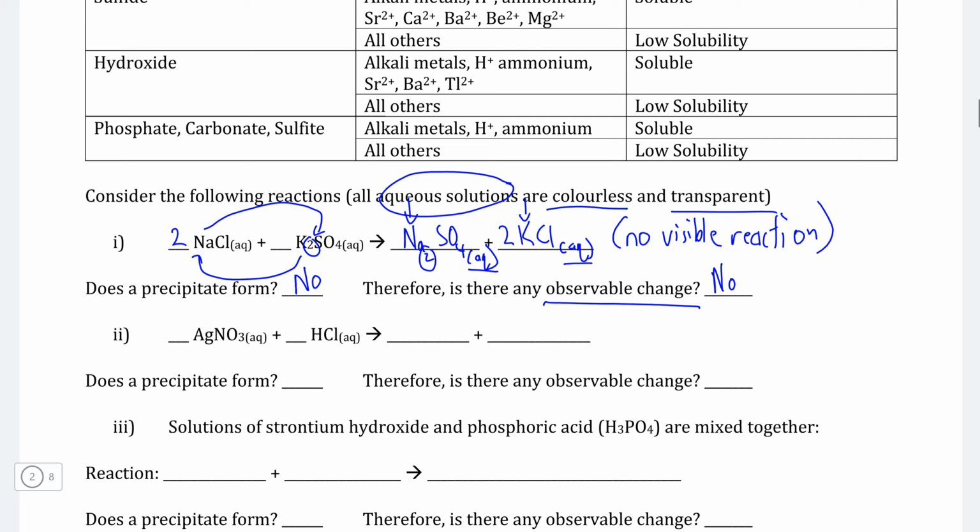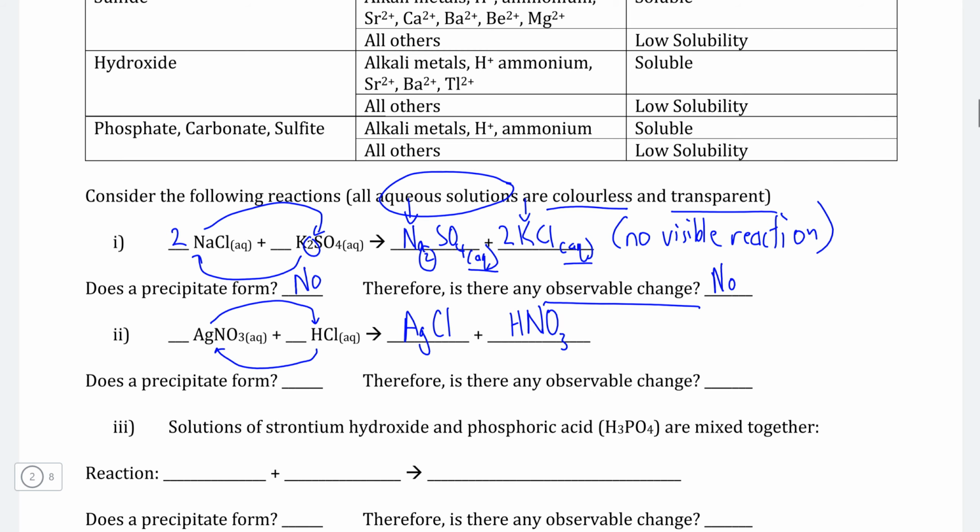However, if we take a look at this equation here, silver nitrate being mixed with hydrochloric acid, we can do the same thing. Let's switch our cations. So we're going to switch silver and hydrogen so that we get AgCl, silver chloride, and we actually get a different acid here. So instead of HCl, we would get HNO3, which is an acid, nitric acid.